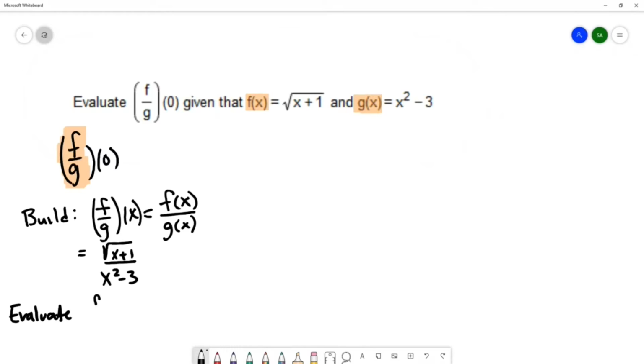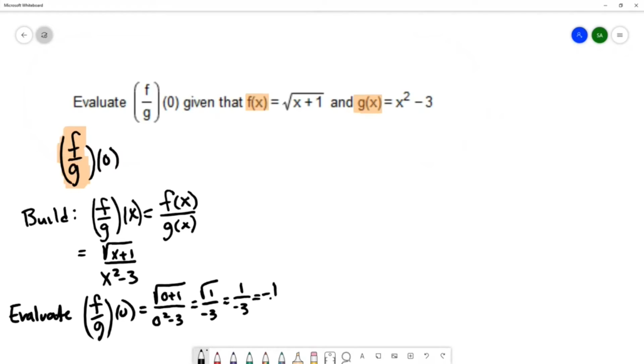So we're going to find f over g of 0, and that means substituting a 0 in for x for this function. So we have square root of 0 plus 1 over 0 squared minus 3. That's square root of 1 over negative 3. Square root of 1 is 1. 1 over negative 3 is negative 1/3. So we've evaluated that function and gotten negative 1/3. So that's one approach.